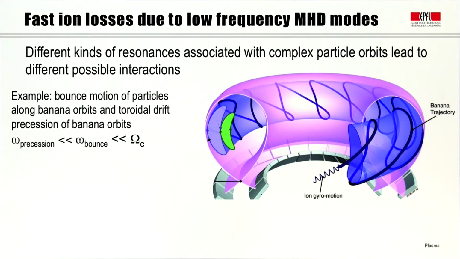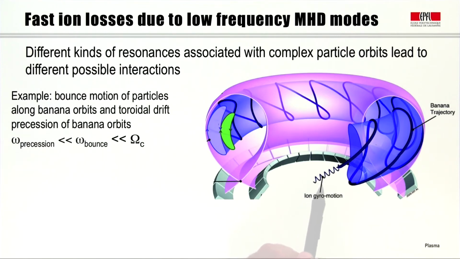Fast ion losses can also happen because of low-frequency magnetohydrodynamic modes. There are many modes that are possible. We'll illustrate a couple of examples. In general, different kinds of resonances can be associated with the complex particle orbits and lead to different possible interactions.